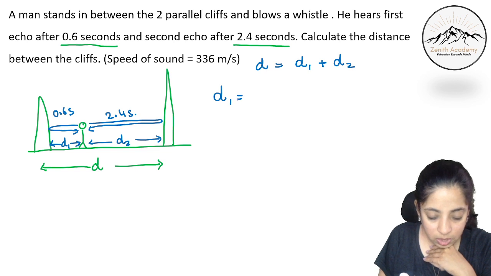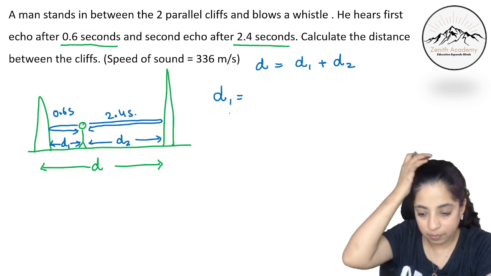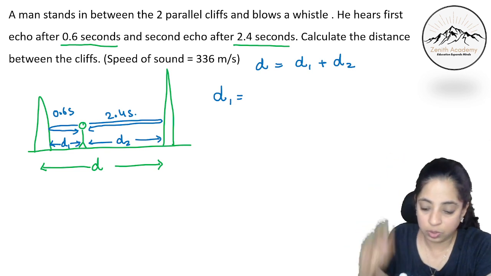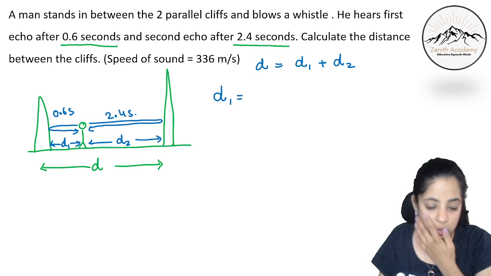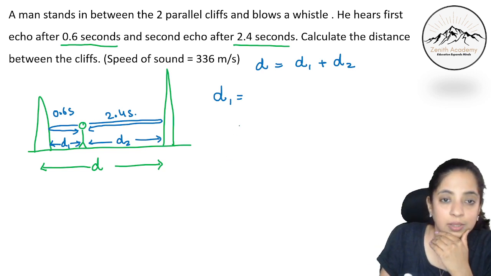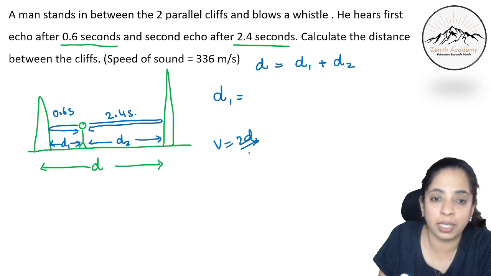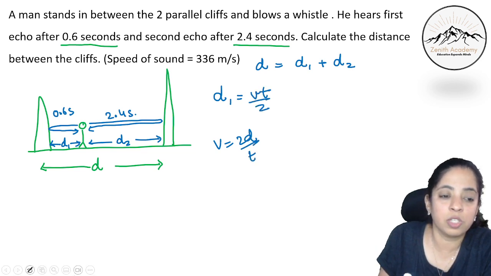Okay. So, one minute. This was the two cliffs question, right? So for distance, what is the formula for distance? Come on, write in the comment section. See, V is equal to 2D by T, so D will be Vt by 2. We have done this so many times. Now you should be very, very thorough.